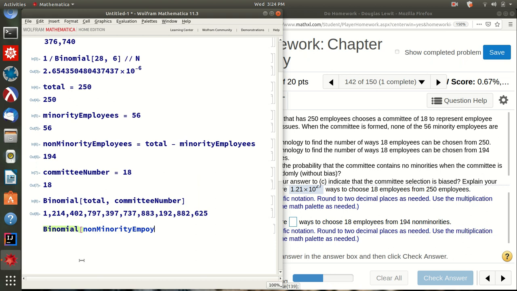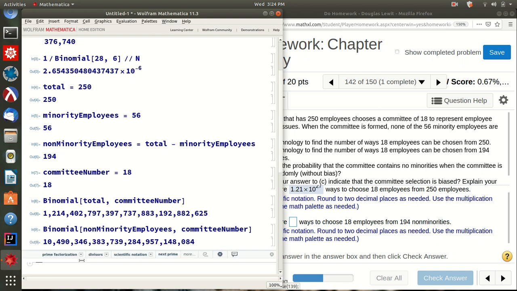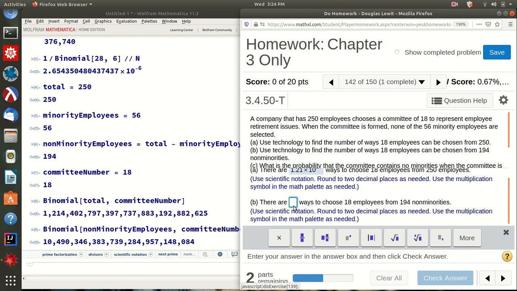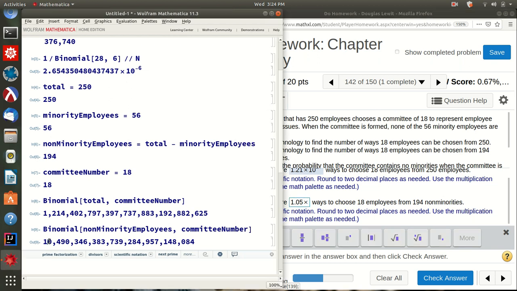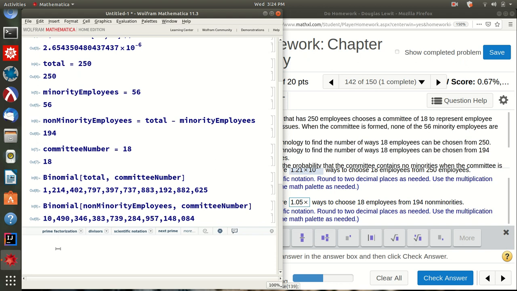Non-minority employees, and committee number. Okay, so again, according to the number there, 1.05 times, let's do some counting here. The decimal point is between the 1 and the 0, so that's going to be, well, actually, you know what we can do? Let's make this easier for ourselves.